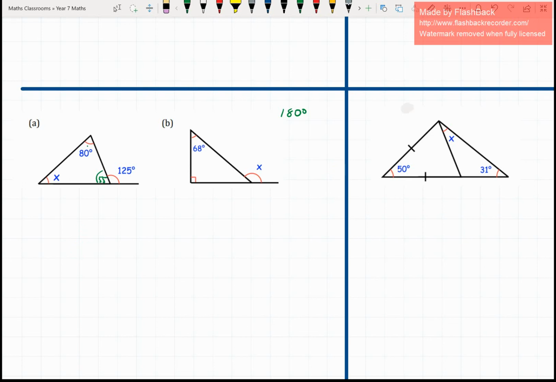So what do I do? Can you remember? I've got 180, and I know that 80 plus 55 plus x is going to give me 180. All right? So if I add my like terms together, I have 80 plus 55. That's going to give me 135. And what do I do to this? I subtract away 135 from both sides.